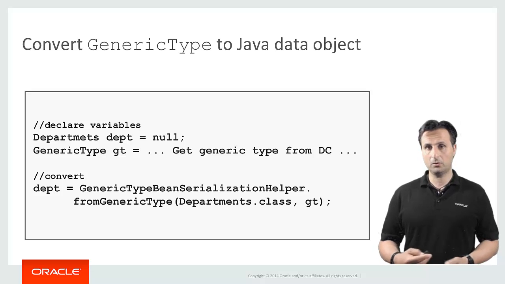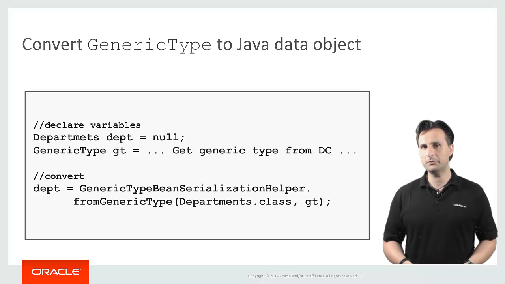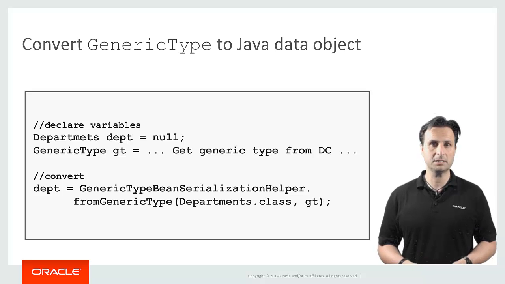Now, however, if you're calling a SOAP service that has a collection of departments that it returns, you have to iterate over this collection. I said the generic type mimics a complete payload, and if the payload is a collection, then that also is reflected. And the next code slide will show you how that works in detail.